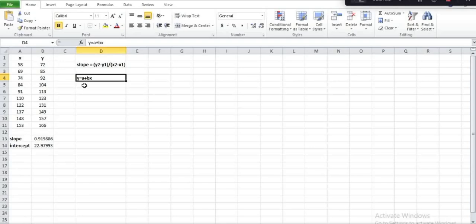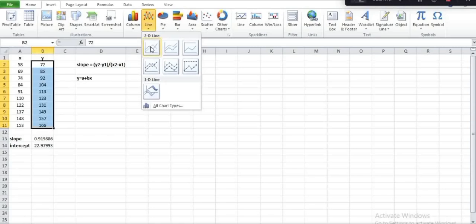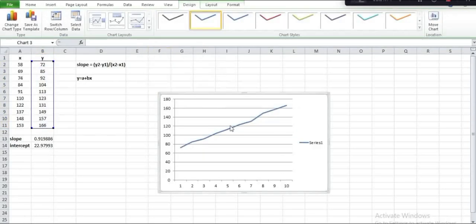Now select y values, that is the range from B2 to B11. Then go to insert, select line chart, then select 2D line. We get a straight line here.